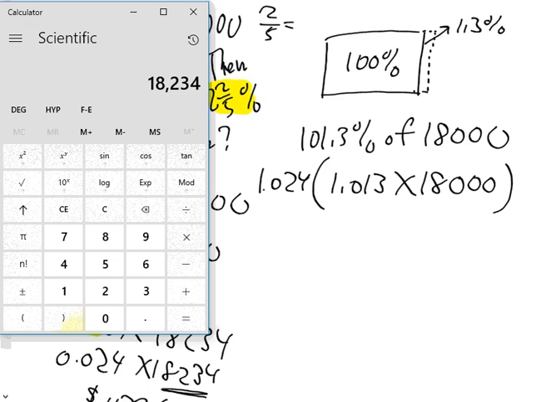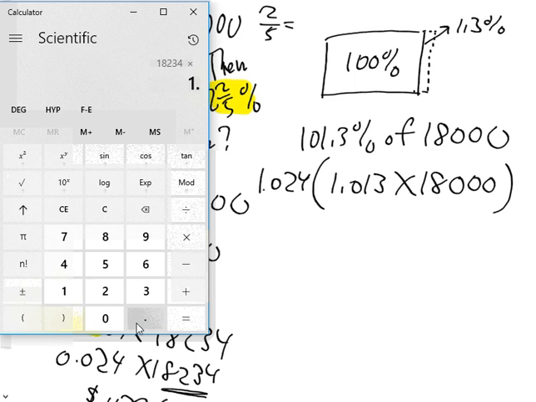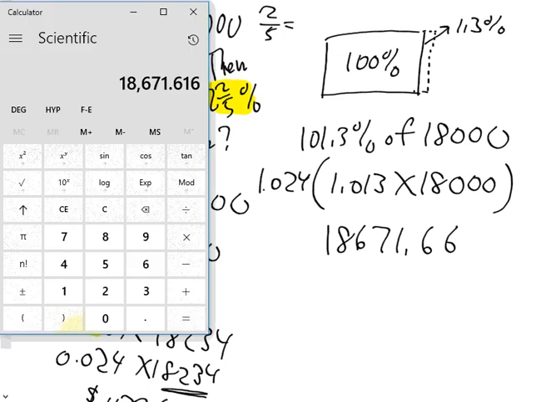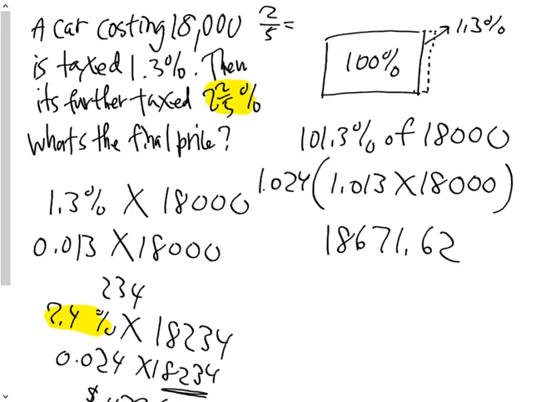So that's the amount with the first tax, and then that is going to be taxed at a rate of 1 for 100%, and 0.024 is going to be the 2.4% tax. And when we press equals, we have the exact same answer, 18,671.62, and that's the cost.